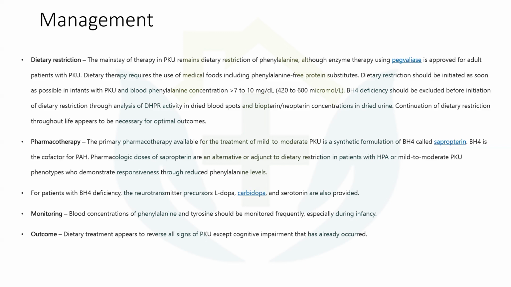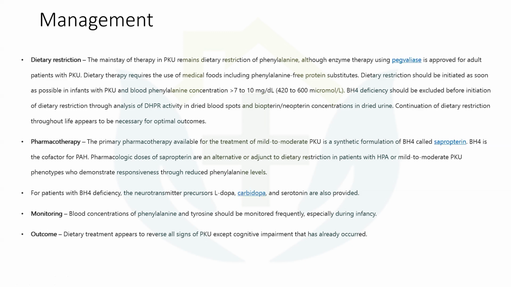And for pharmacotherapy, if the patient has mild to moderate phenylketonuria, a synthetic form of the cofactor BH4 is available, which is called sapropterin. That can be added as an adjunct to the dietary therapy in mild to moderate PKU cases. And for patients with BH4 cofactor deficiency, the deficient neurotransmitter precursors like L-dopa, carbidopa, and serotonin are also provided.